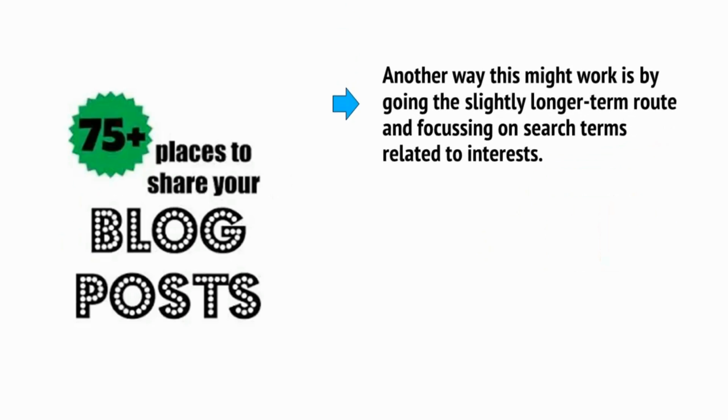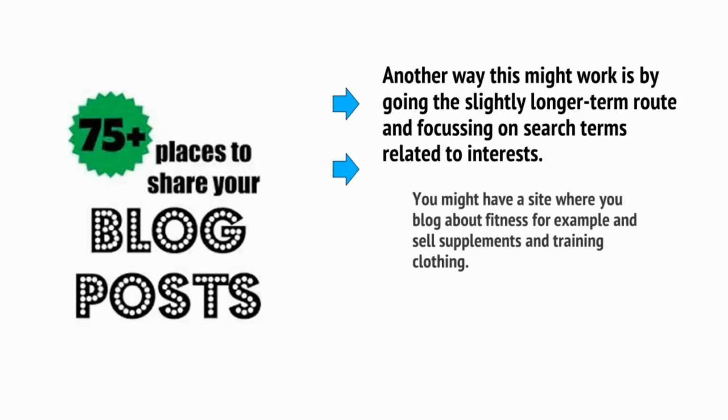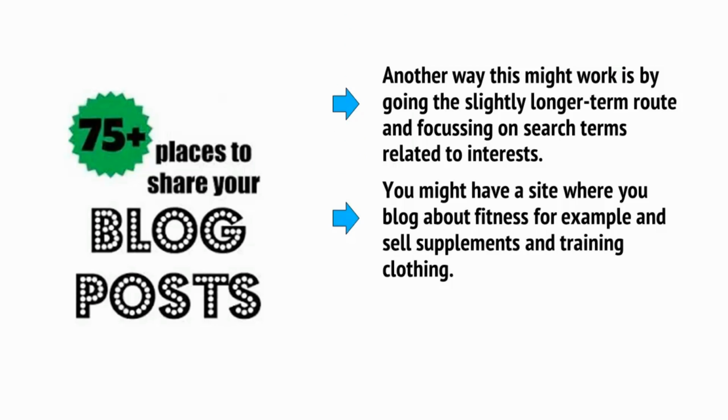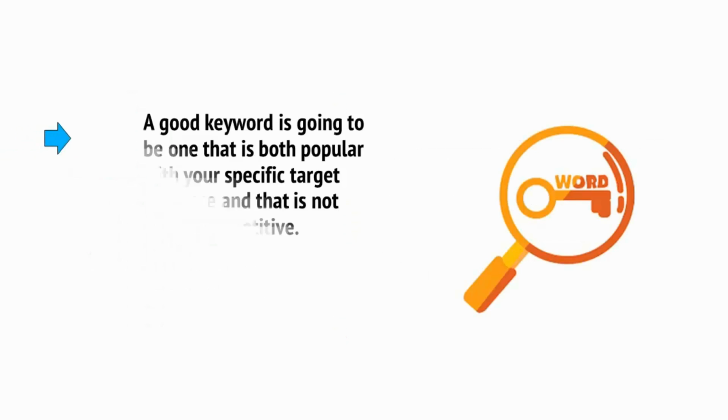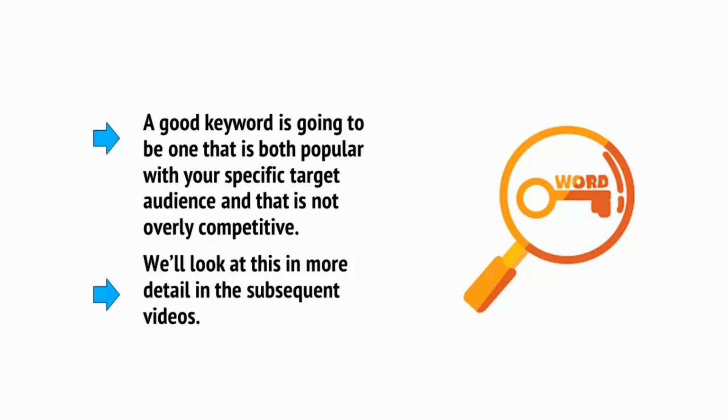Another way this might work is by going the slightly long term route and focusing on search terms related to interests. You might have a site where you blog about fitness, for example, and sell supplements and training clothing. In this case, your keyword might be "how to lose weight" or "fitness articles." A good keyword is going to be one that is both popular with your specific target audience and that is not overly competitive. We'll look at this in more detail in the subsequent videos.